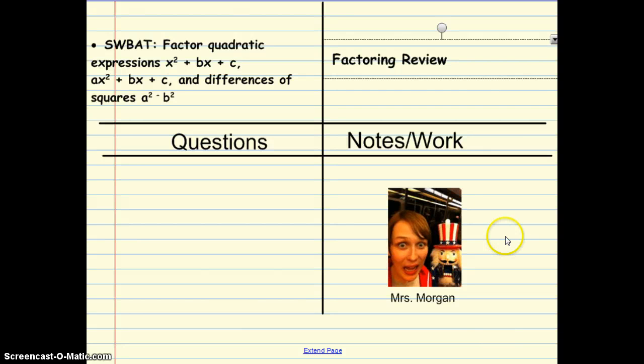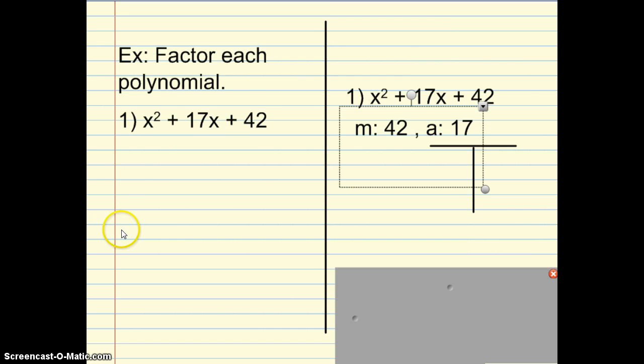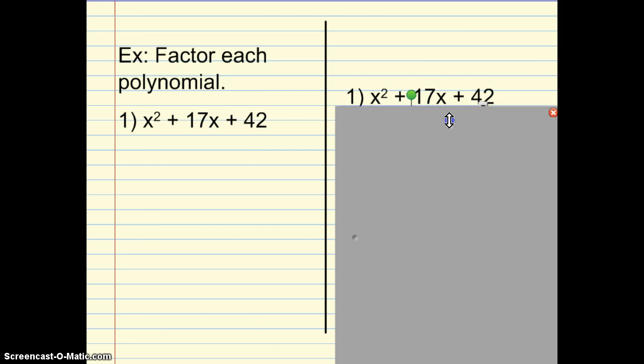Hey guys, it's Mrs. Morgan, and we're going to review factoring. x squared plus bx plus c, ax squared plus bx plus c, and differences of squares like a squared minus b squared. We're going to factor each polynomial.